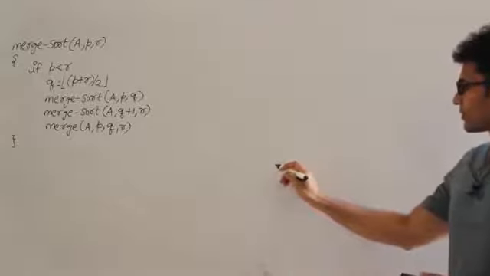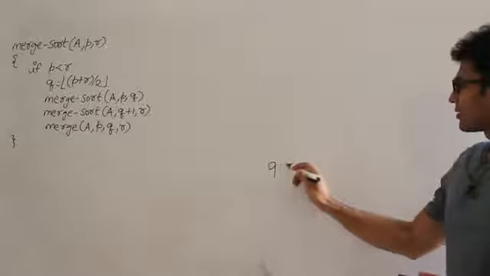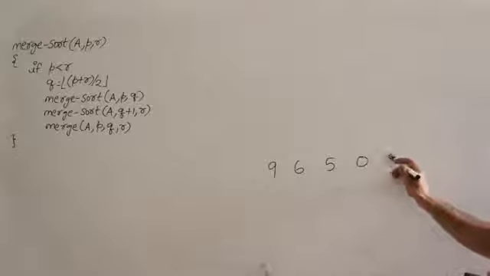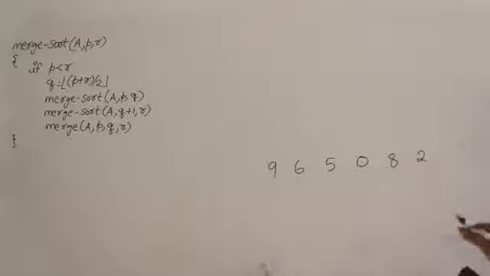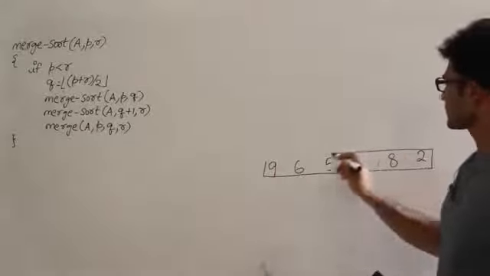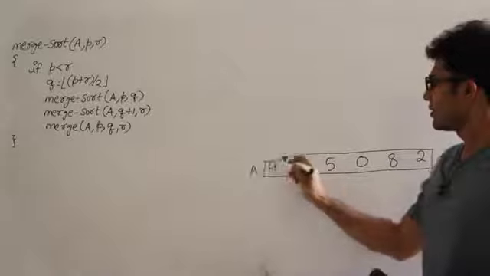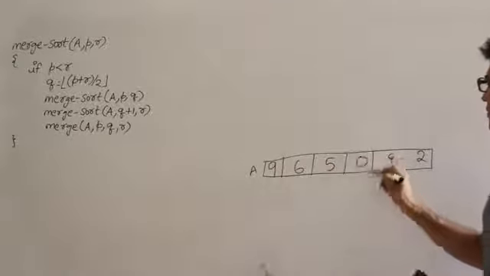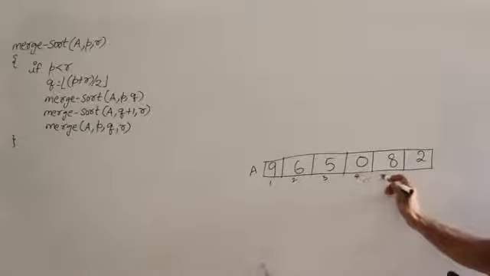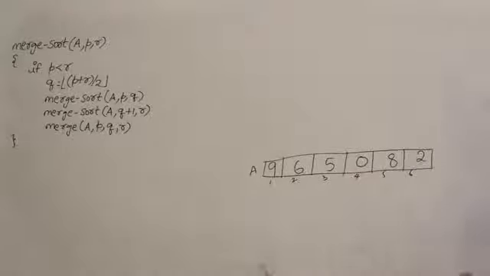Okay, these 6 elements, and now I have to sort them, and all these 6 elements are present in an array called A, and they are numbered, and the indices are from 1 to n. Let us say this is 1, 2, 3, 4, 5, 6. Okay, now this array is present like this.